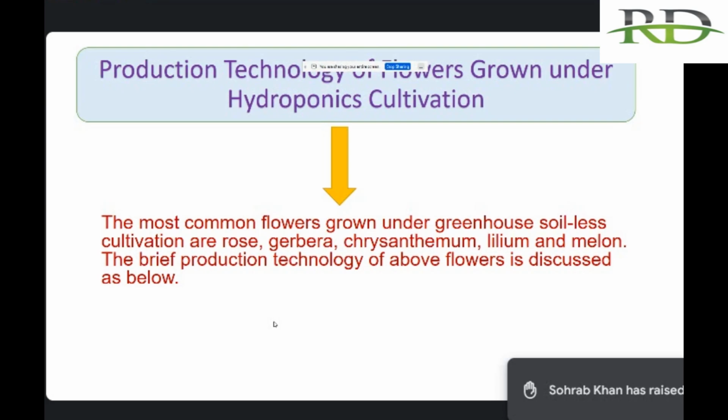These crops can be grown easily. Now we'll talk about flower crops.